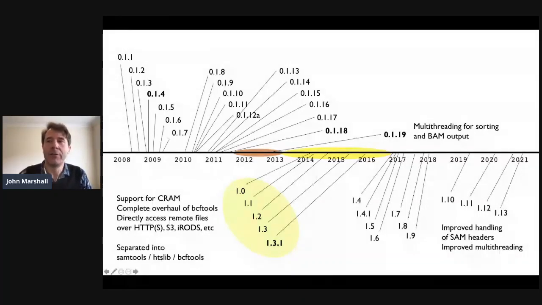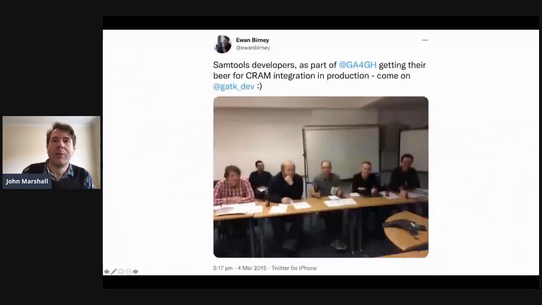And leading through to the current releases, 1.13 earlier this year, 1.14 is imminent. It should be out any day now. I think they're just putting on the last final touches of that at the moment. So here's a picture of that group a few years ago in 2015. Ewan had a little bit of a challenge between the Samtools group and the GATK group of who was going to get CRAM integrated into production tools quicker, and we won it, on the colourful one on the end there.